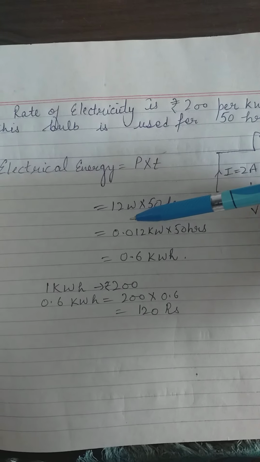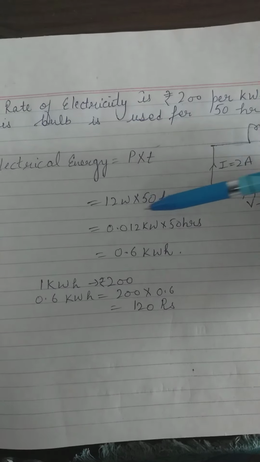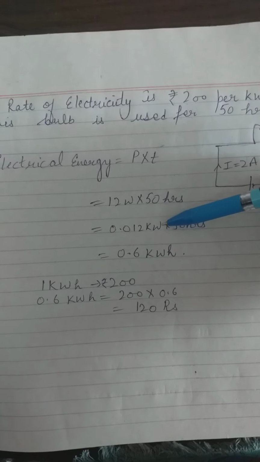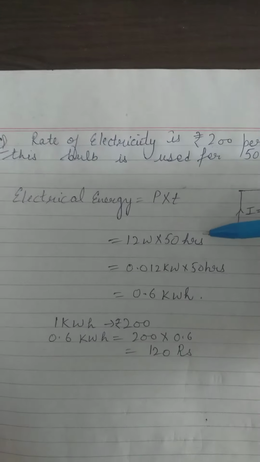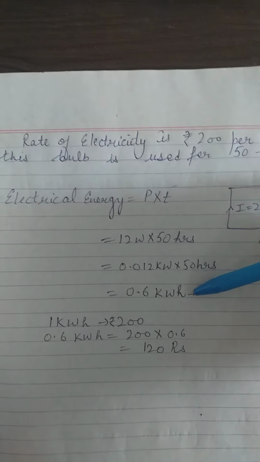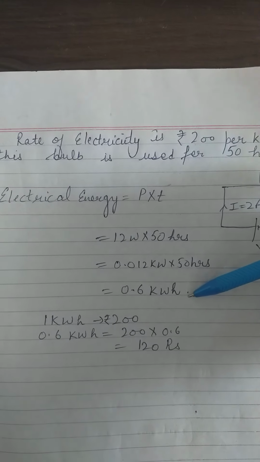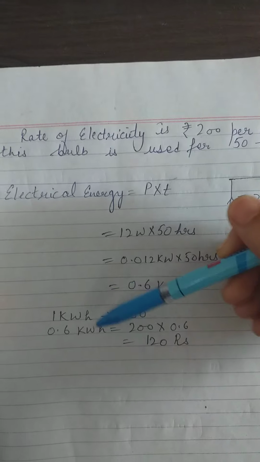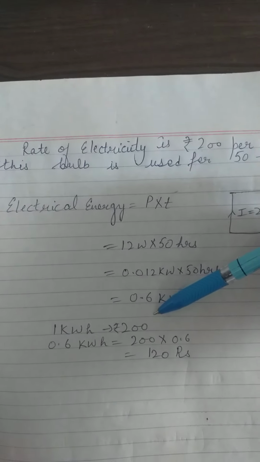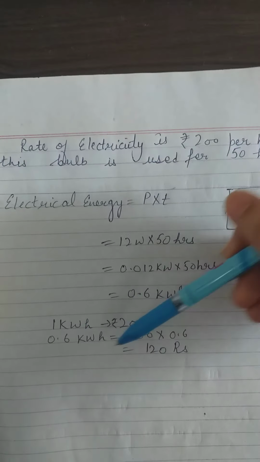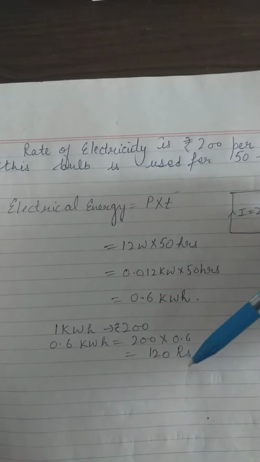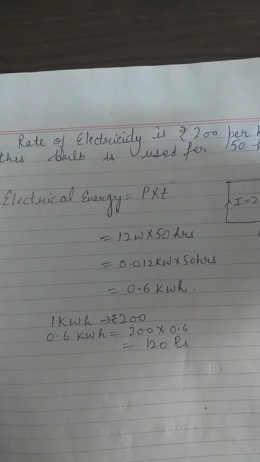The value of power is 12 watt, time is 50 hours, and converted into SI units, kilowatt and hours, the result will be 0.6 kilowatt hour. So for 1 kilowatt hour the rate of electricity is 200, and for 0.6 the bill will be 120 rupees.